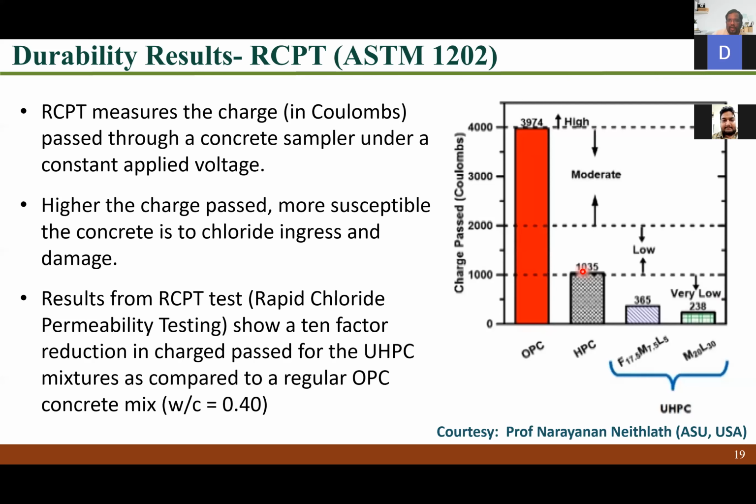So the charge passing is reduced from 4,000 to 1,000 for high performance concrete. For UHPC, you get as low as 500 or so. So you can see that it has reduced almost 10 times. That means the durability performance of UHPC is also going to be 10 times more durable than that of ordinary Portland cement concrete. There are various other tests available for assessing the durability parameter.